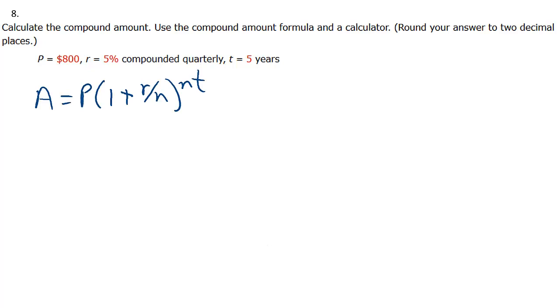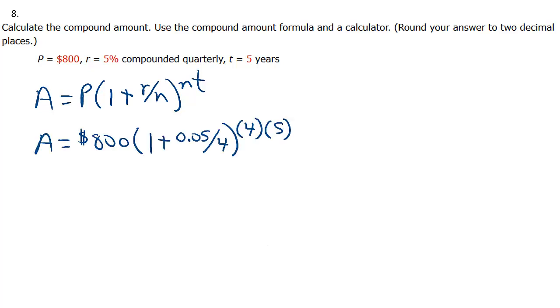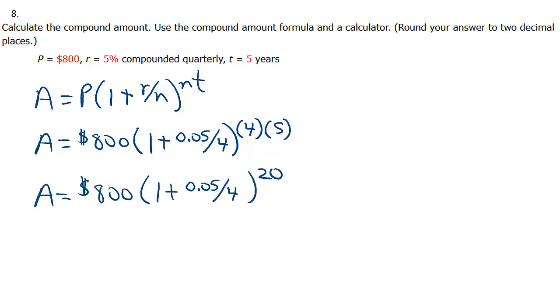This is compound interest. So the formula is A equals P times that quantity 1 plus R over N raised to the NT. The principal is 800. The interest rate is 5%, which is 0.05. You're doing it quarterly. That means 4 times a year, so the N is equal to 4. And you're doing it for 5 years, so T is equal to 5. 5 times 4 is 20 in the exponent.